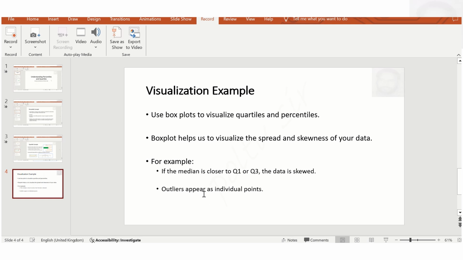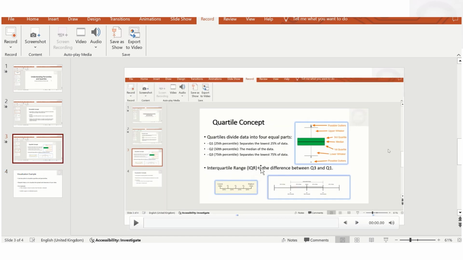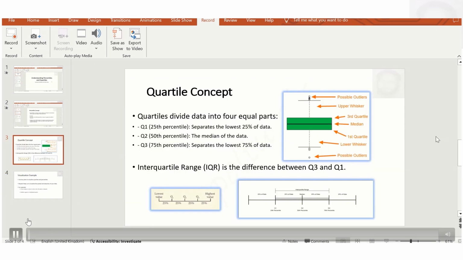And also outliers. An outlier appears as an individual point, as I was discussing earlier while showing you the Python code. If you look here, these dotted points are possible outliers. These are extreme values, either very low or very high. So that's how this box plot helps us to understand all these data distribution concepts. Hope this is clear to you.